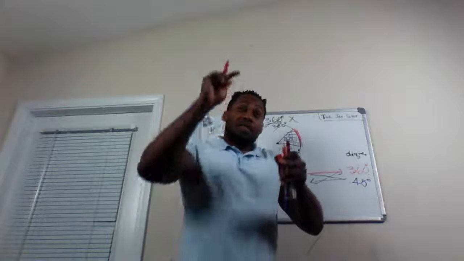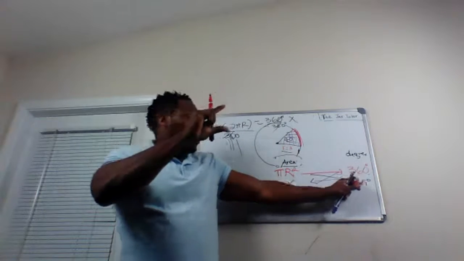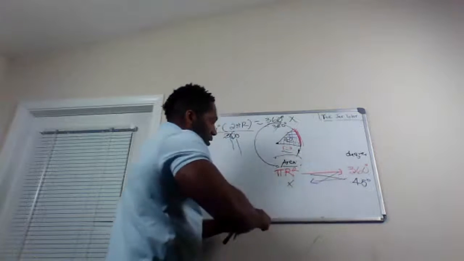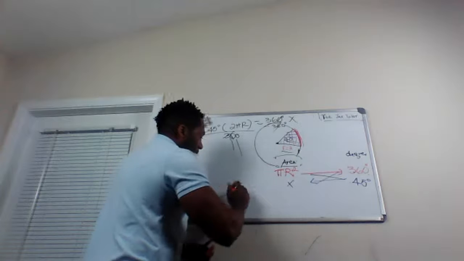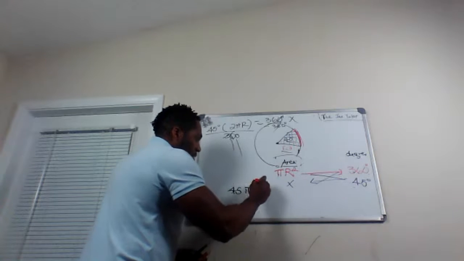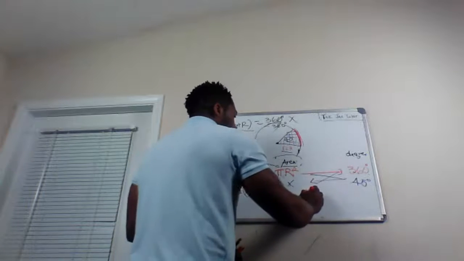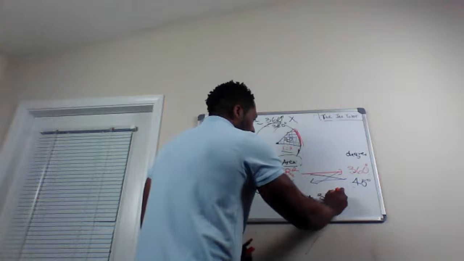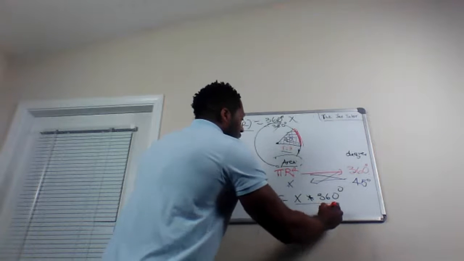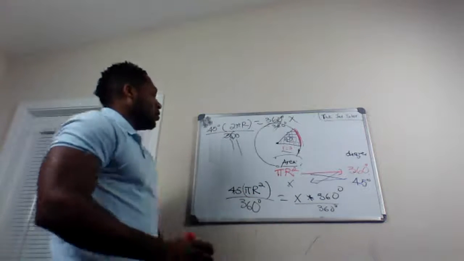That's the area. For this little tiny piece that they cut out of it, which is 45, what does that correspond to? I'll do the same thing. Cross multiply, so it's 45 times pi r squared equal to x times 360. I don't know why I keep saying 365. 360. And you divide both sides by 360. And then you find x would be that.